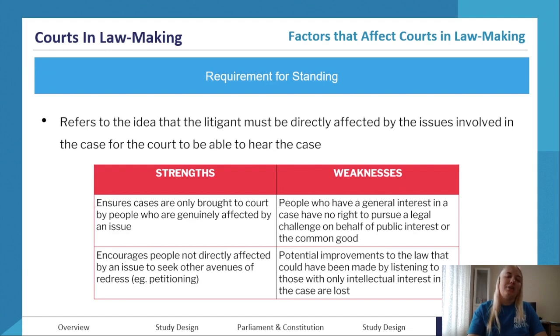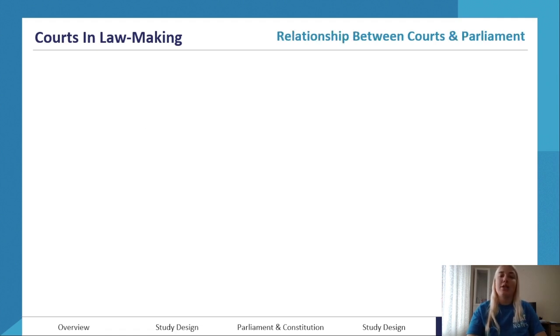I would really add here that laws that are unconstitutional or unlawful continue to operate unless that person with standing eventually comes along. So that's a really big weakness as well, that we might have unconstitutional laws just continuing to operate.